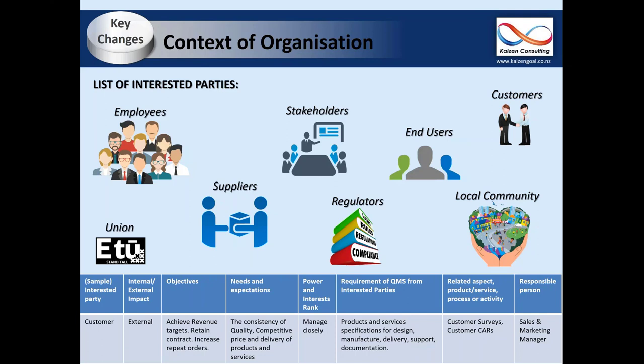in that second box from the right side, that's the second column, that's where you identify which process will take care of that interested party. In this example, this is just a format that we're recommending. Otherwise, you could put it in any other format. So over here, we've identified two processes to do that: our customer surveys and customer CARs.